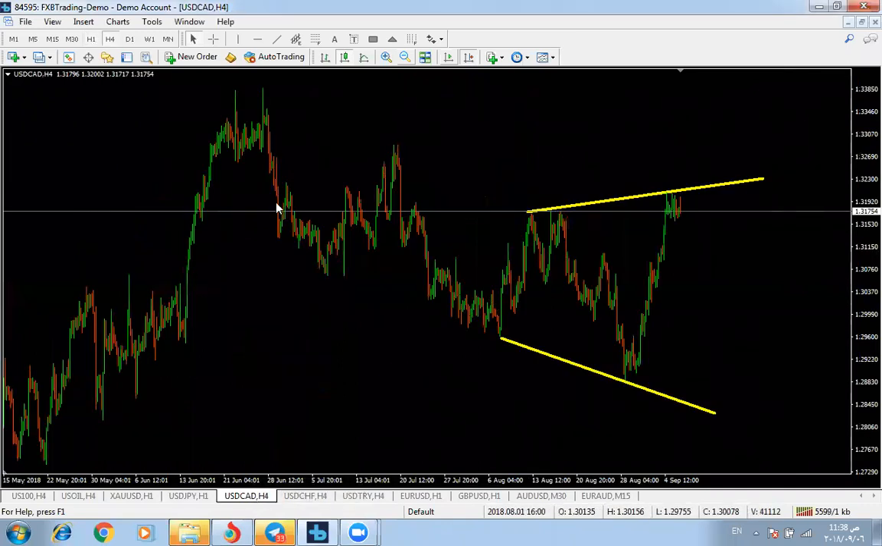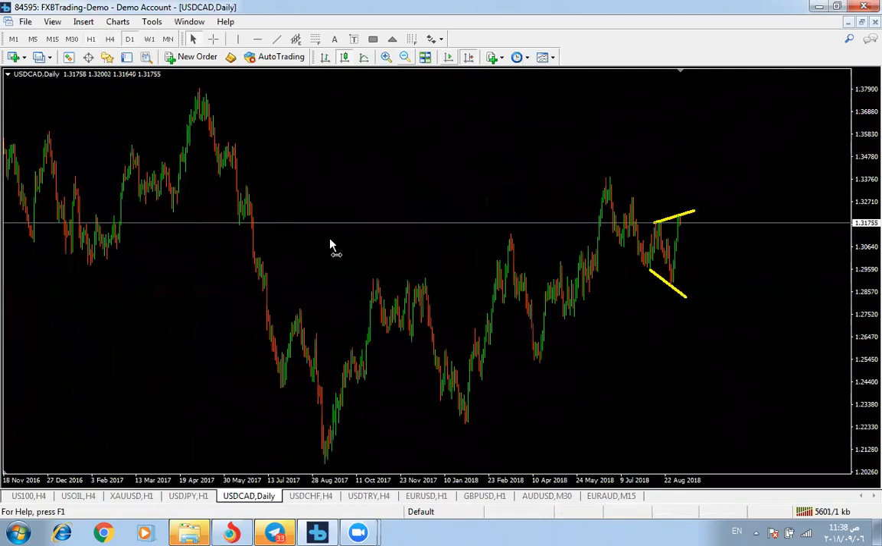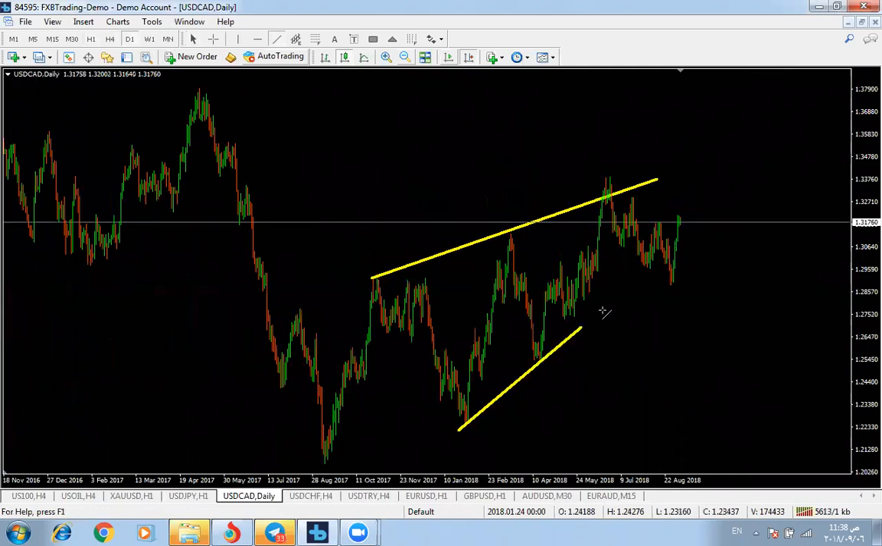Canadian dollar, let's take a look at the 1-hour time frame before we start. As it has started its movement in the form of a leading diagonal.